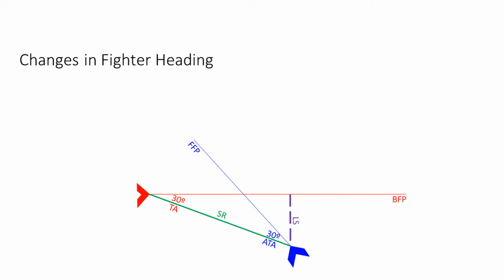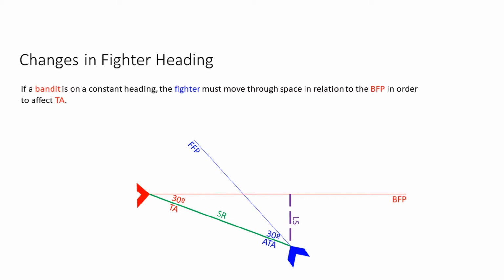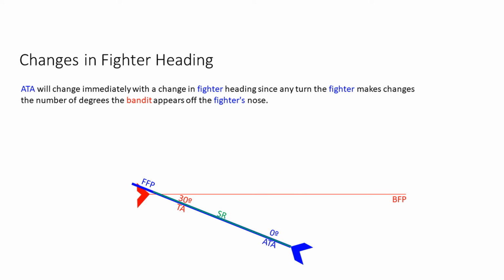Building on from an earlier lesson, we'll add lateral separation here as well. So, if a bandit is on a constant heading, the fighter has to move through space in relation to the bandit flight path in order to affect the target aspect. The antenna train angle will change immediately with a change in fighter heading, since any turn the fighter makes changes the number of degrees the bandit appears off the fighter's nose.